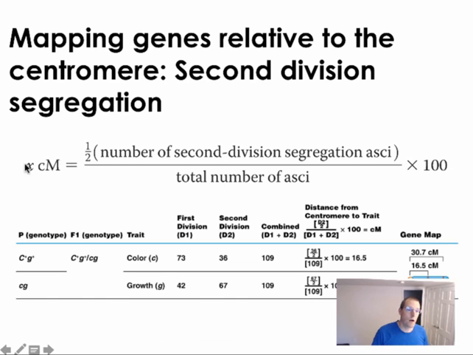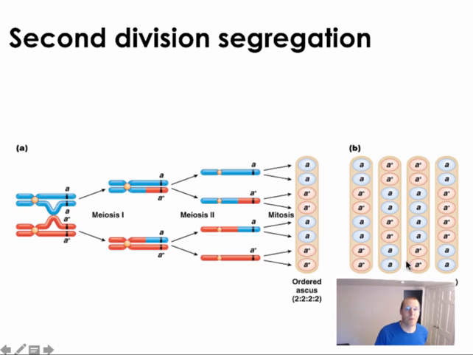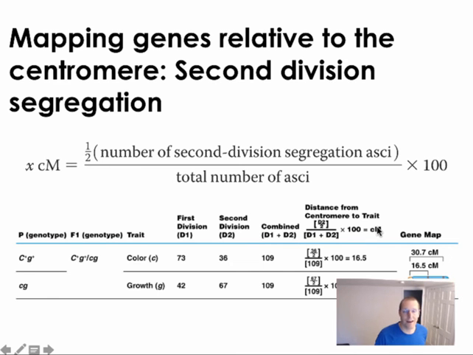We go back to our recombination frequency, and that's equivalent to the maps. What we do is look at half of the number of second division segregation asci versus the total number of asci. So you're saying, okay, how many patterns do I see like this as a function of all the asci that I see? Then multiply that by 100, and it gives you your recombination frequency.